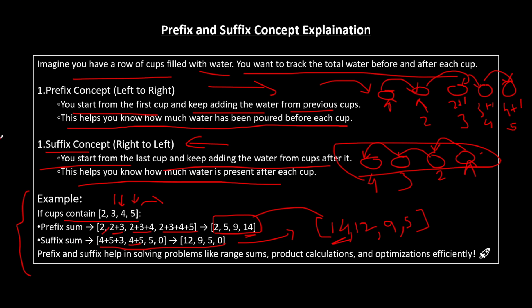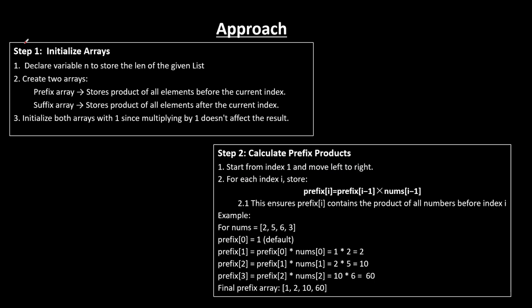And I hope you understand this example because we have to use it in our upcoming approach in the problem. Now, since we have the intuition of the problem and also the concept of prefix and suffix, let's look into the approach, how we're going to solve it. Okay. So first and foremost, we will need to store the length of the given list, right? We will store it in M.